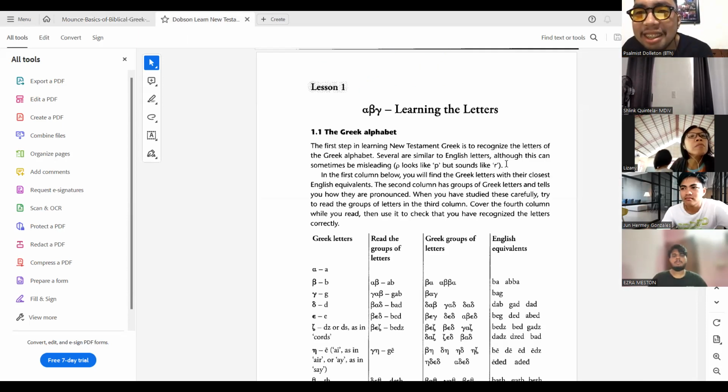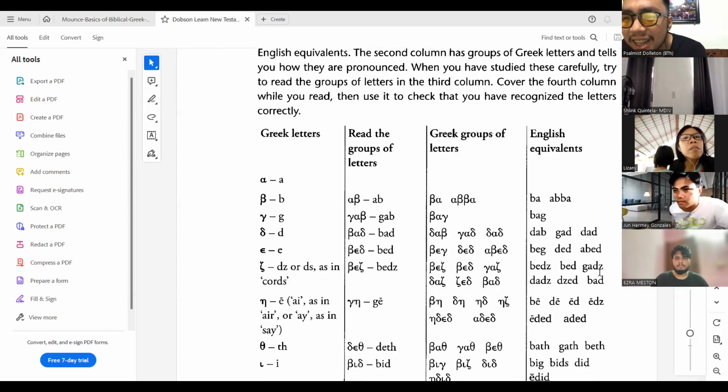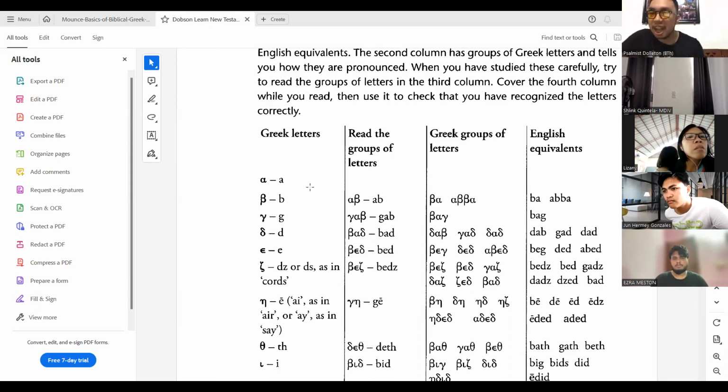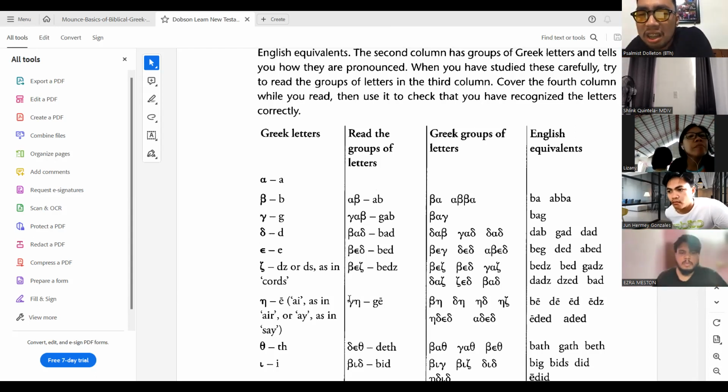So here, this is from John Dobson's book Learn New Testament Greek. I would have to increase this one. So this one is to help us practice reading, no, by combining vowels with other consonants. Like we see here, ab, gab, bad, bed, and then the beds. So this is a zeta, no? This is a zeta. And then gay, from the word, this means earth, no?